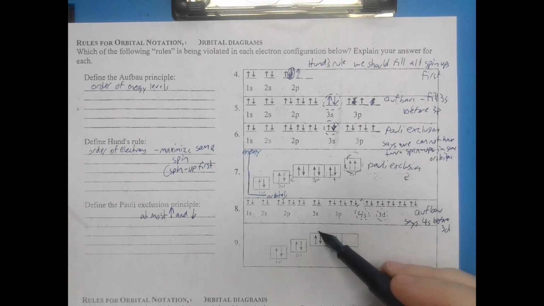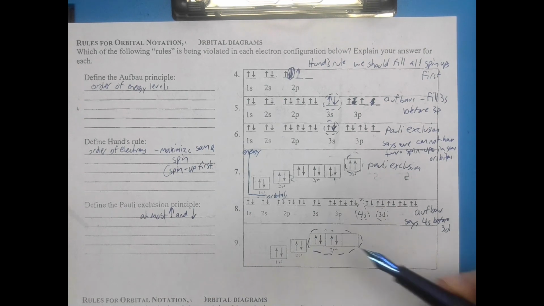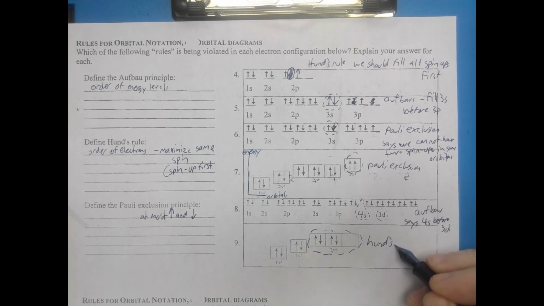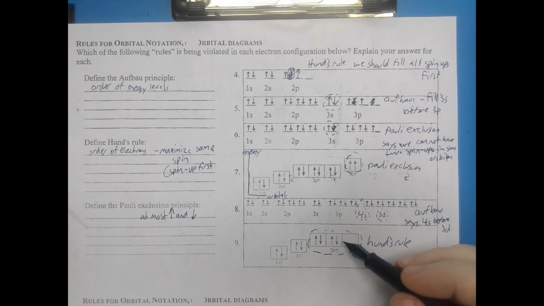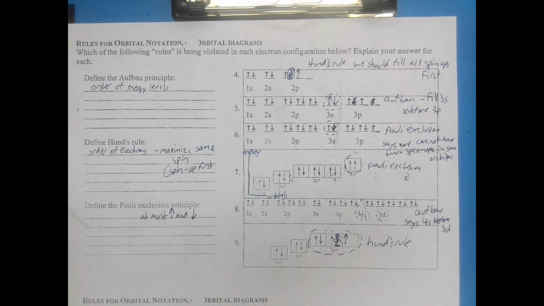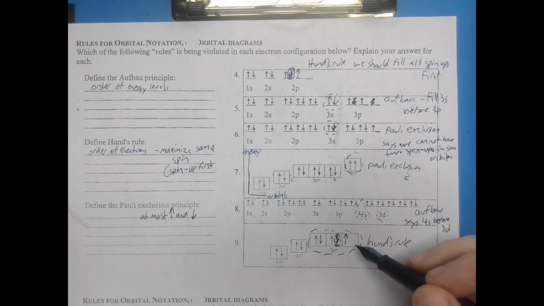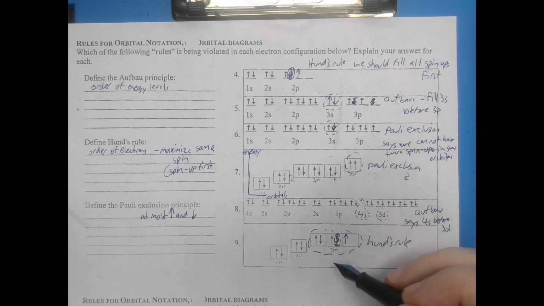Here, we have a Hund's rule violation. We should fill to maximize spin. We could have also circled this one right here. We should have put an up before we started doing the downs. That would give us 3 ups to 1 down. We maximize the same spin. So at most 3 ups and 3 downs can go in here. To maximize the same spin, we put 3 ups and 1 down versus 2 ups and 2 downs. Make sense?